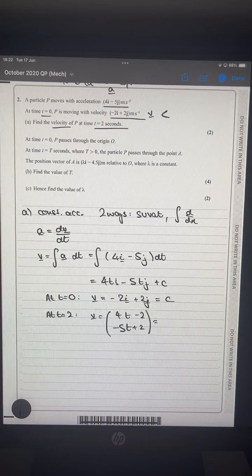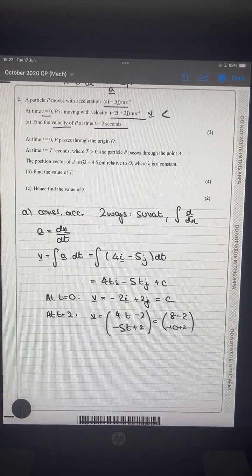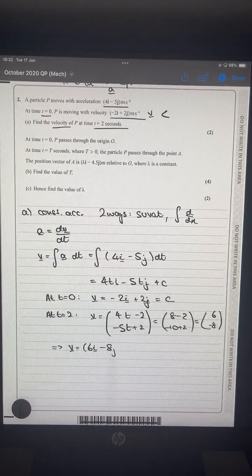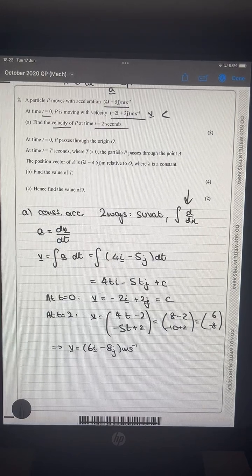If I substitute t as 2 there, I get 8 minus 2 and negative 10 plus 2, and I get 6 and minus 8. I like to answer in the form of the question, so here they've given it in ij notation, so I could then just say that v is equal to 6i minus 8j meters per second. So this is one method, the calculus method. Let me just check any questions.